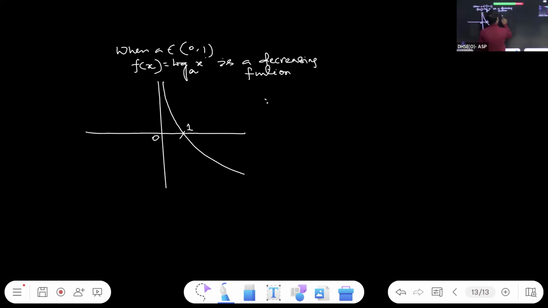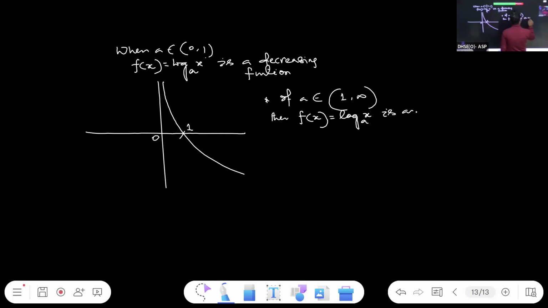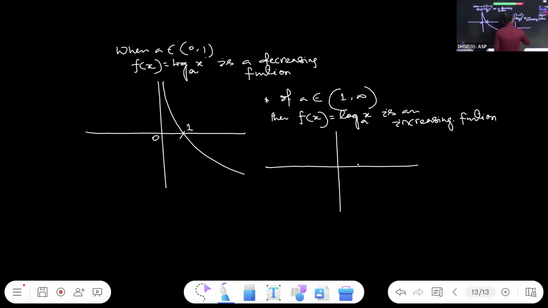If a belongs to 1 to infinity, then f of x is equal to log x to the base a is an increasing logarithmic function. So the graph of the function is like this. I hope it is clear to you.